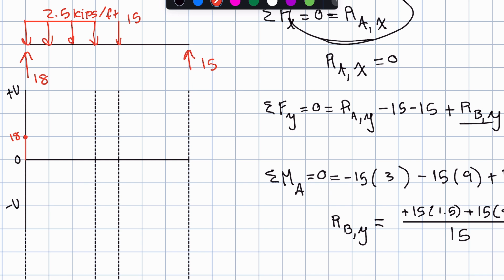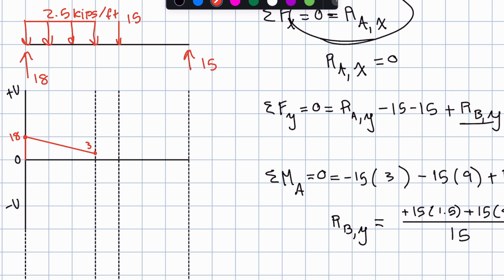But because this is a constant distributed load, when we go to our shear diagram, it becomes a linear line. And so we know that this entire thing is equal to minus 15 units. And so we know that 18 minus 15 is positive 3. And so this is where we're going to end at positive 3, and then we can just connect those via a line of constant negative slope.